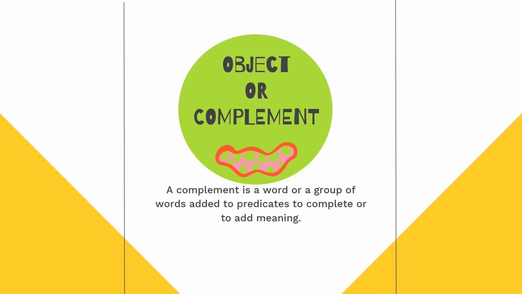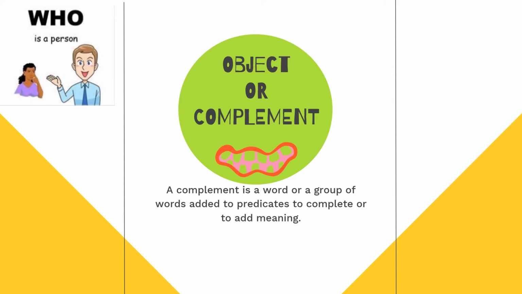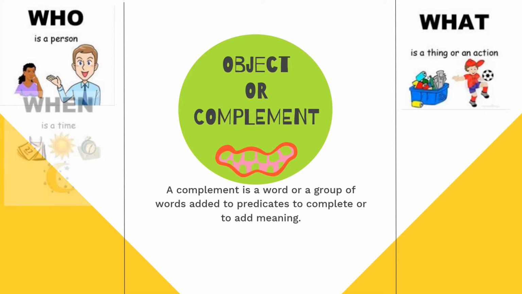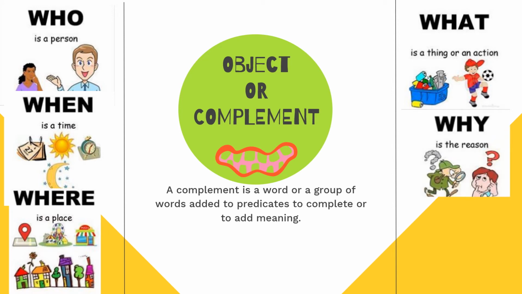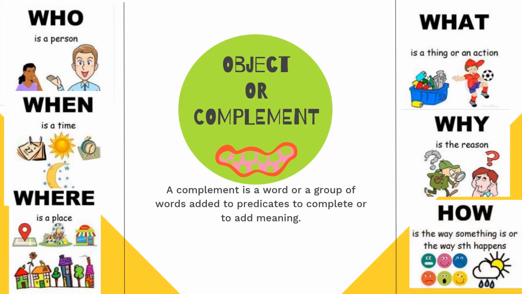By answering the WH questions, extra details can be added to our sentence. We can add information of who, when we're talking about a person, at the time, when, where, what, why, and how.